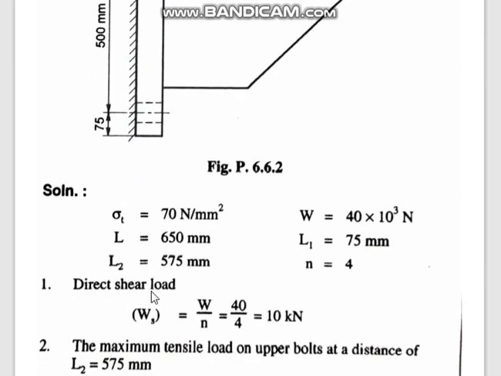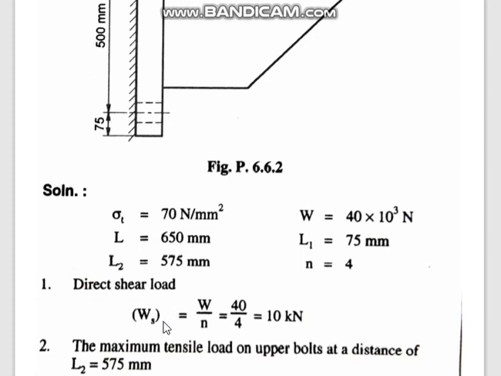So the direct shear load will be, we are talking about shear load now, not stress. The load is whatever load we are applying, shared by four bolts. So 40 upon 4. Here he put 10 to the power 3, here he forgot 10 to the power 3, but anyway he has put kilo here, no problem. So WS is 10 kilonewtons, or 10 into 10 to the power 3 newtons. This is the direct load.